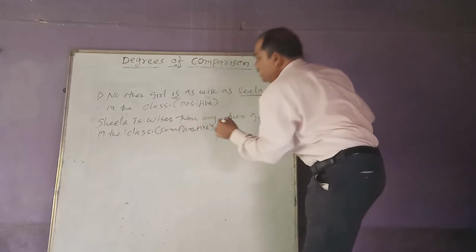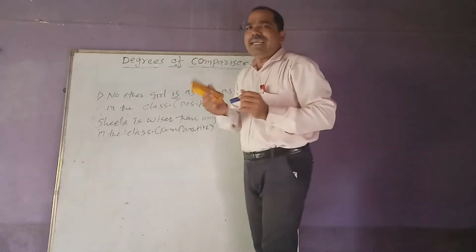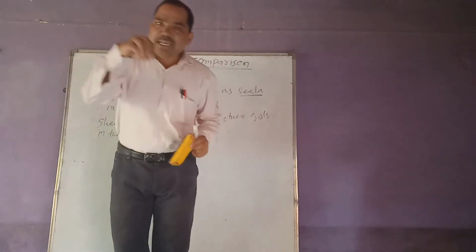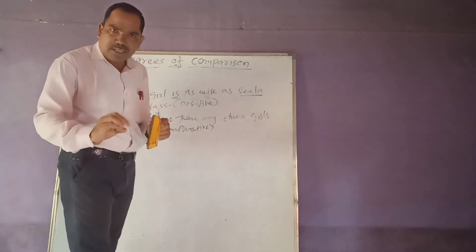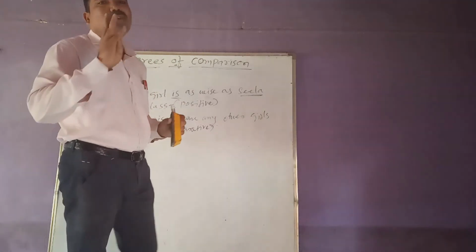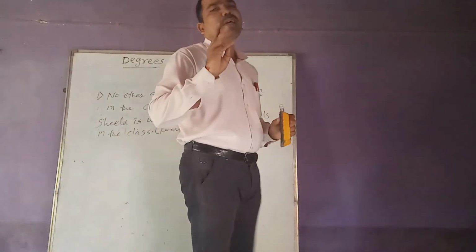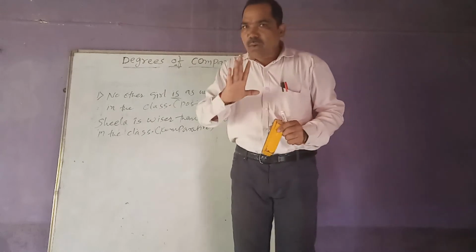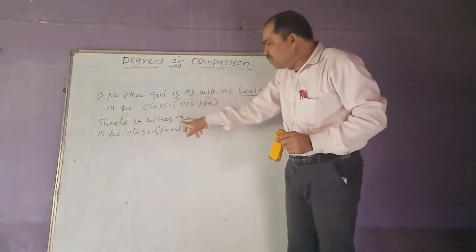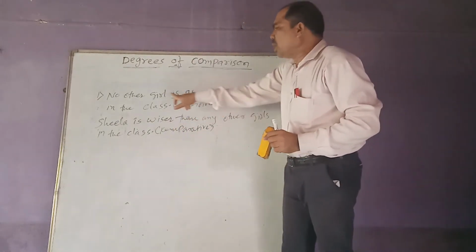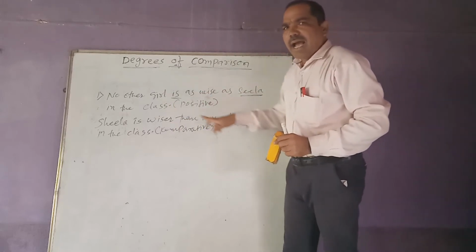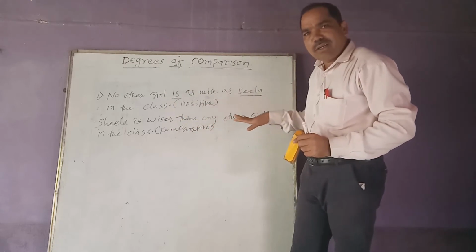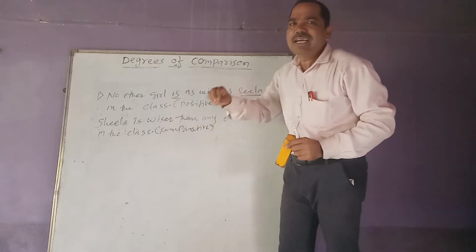Now try to understand, my dears, what one has to do in degrees of comparison. In degrees of comparison, there are three types: one is positive, second is comparative, and third is superlative. A little comparison has been made in this regard. How? No other girl is as wise as Sila in the class. It is a positive degree. And Sila is wiser than any other girls in the class. It is a comparative degree.